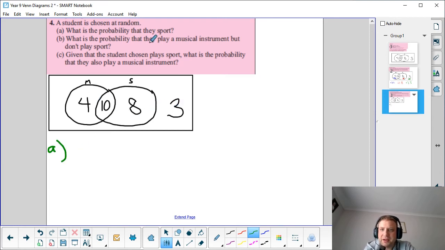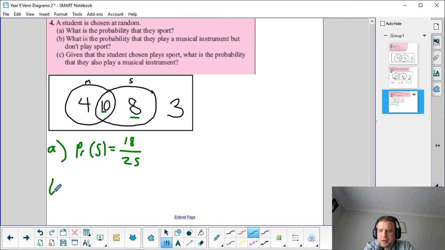So what is the probability that they play sport? That really well worded question just means we have to count how many students play sport. And we were told straight up that there's 18 of them, right? 10 here, 8 there. All of these guys count because they're all in the sport circle. It doesn't matter whether they play music or not. It's just a question about who plays sport out of our 25. So A, the probability of someone playing sport equals 18 out of 25.